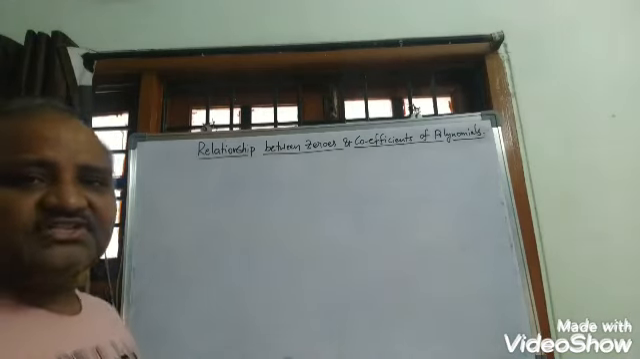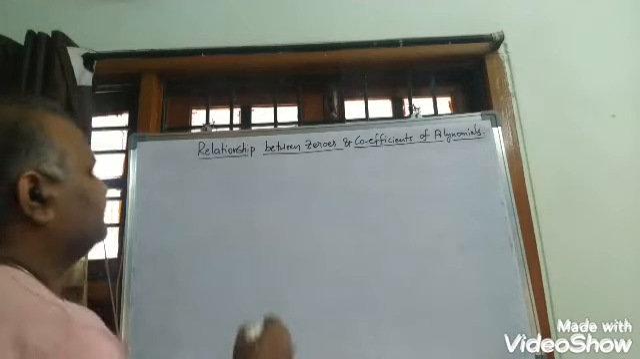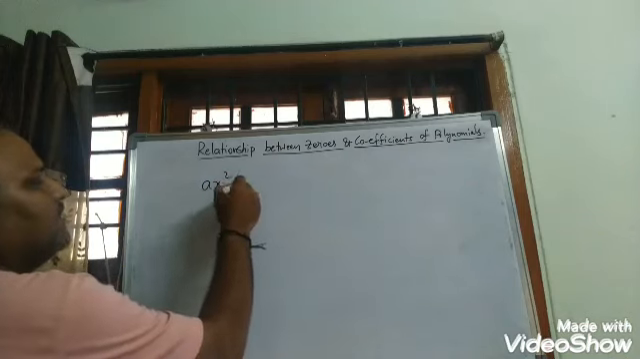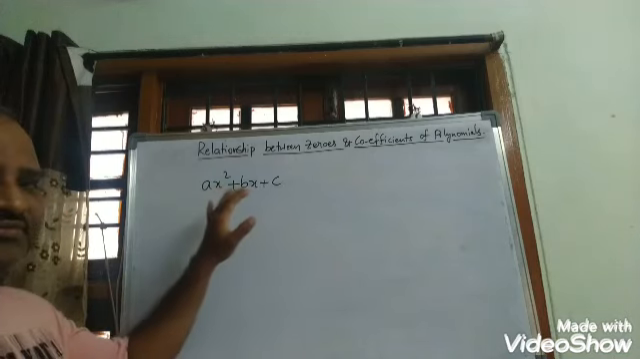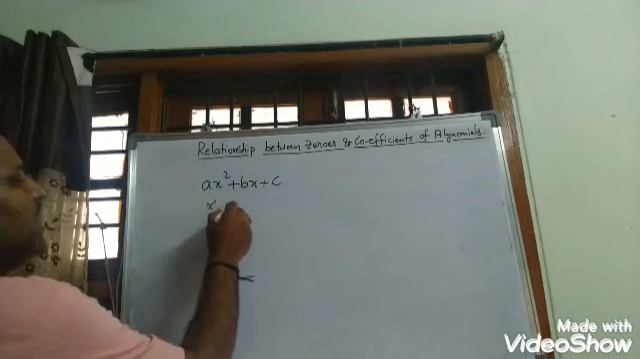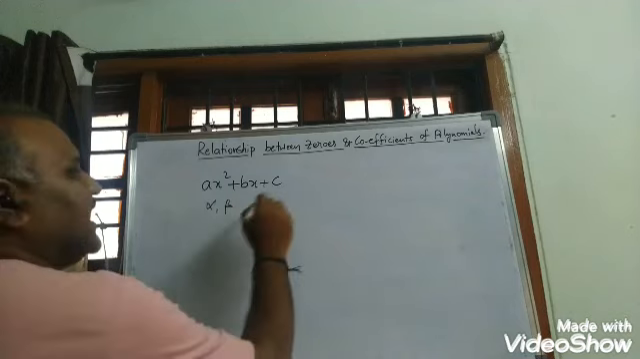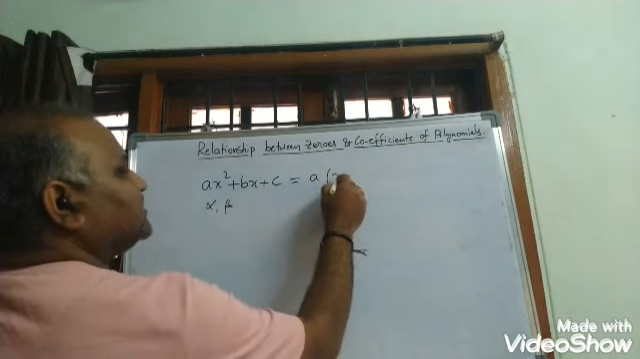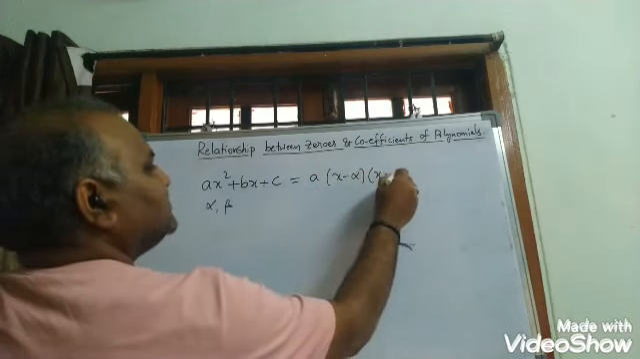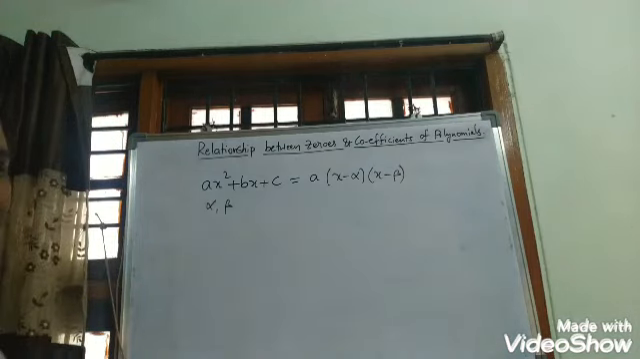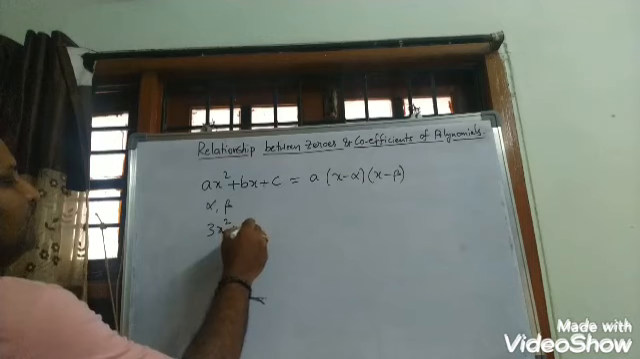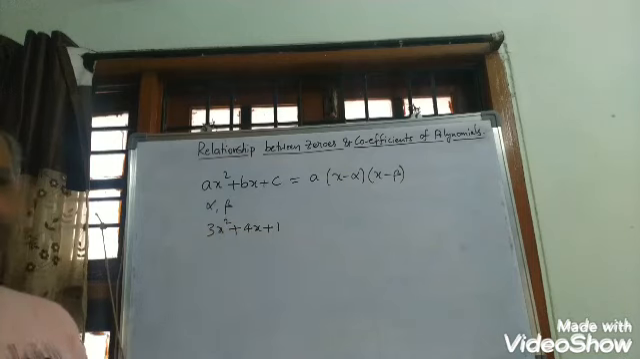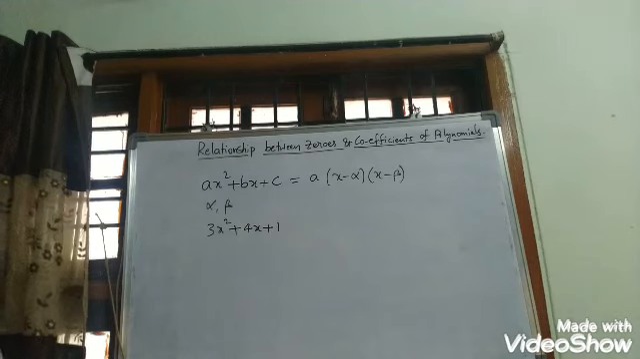Now, suppose it is not a monic polynomial, then it will be like ax square plus bx plus c. If for this polynomial alpha comma beta are the zeros, then it can be expressed as a of x minus alpha into x minus beta. This also we can verify with an example. Let us take the example 3x square plus 4x plus 1.